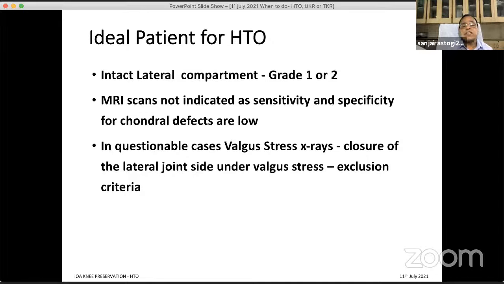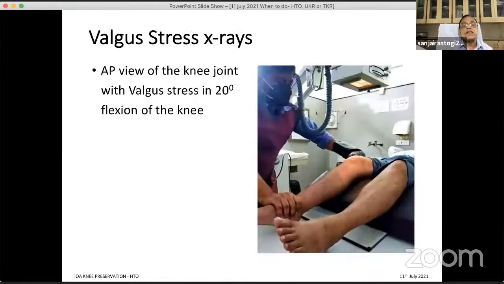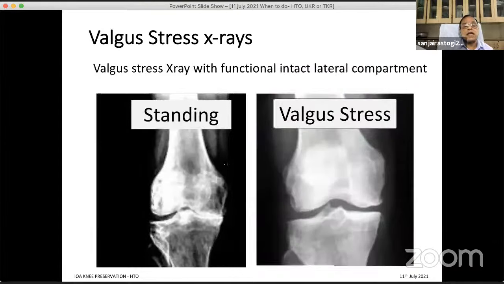In a questionable case, a valgus stress X-ray is important, and this will decide whether the lateral side is preserved or not. This is very easily done by doing a valgus test and taking an AP X-ray of the knee joint in 20-degree flexion. And this is how it looks like. This is the kissing lesion, what Dr. Ravi Mittal was mentioning about. But when we apply a valgus stress, the medial side opens up and the lateral side is still maintained.